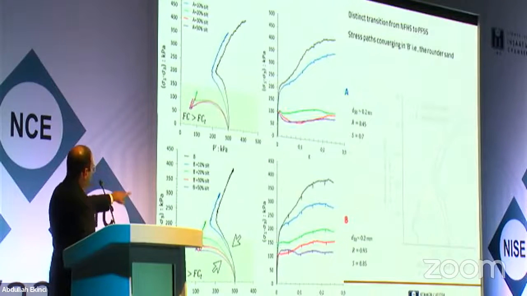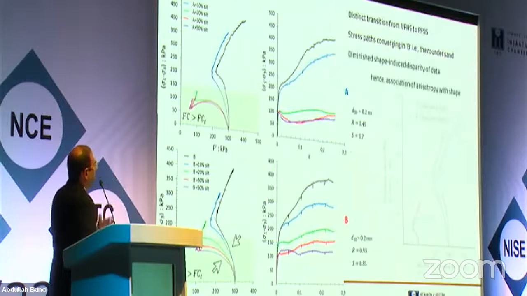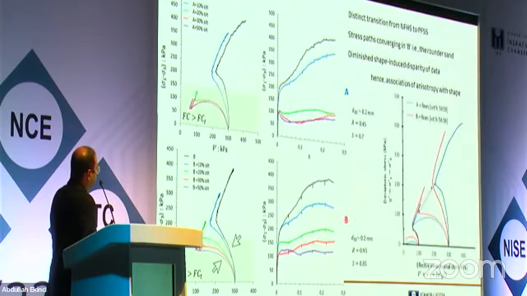But what is interesting is that the stress path for the rounder sand begins to converge and shows lesser variability. So in a sense, what we see is a diminished shape-induced disparity of data, at least in the stress path, hence pretty much an association of shape with inherent anisotropy. It's something that we already know, but can be seen in these diagrams.